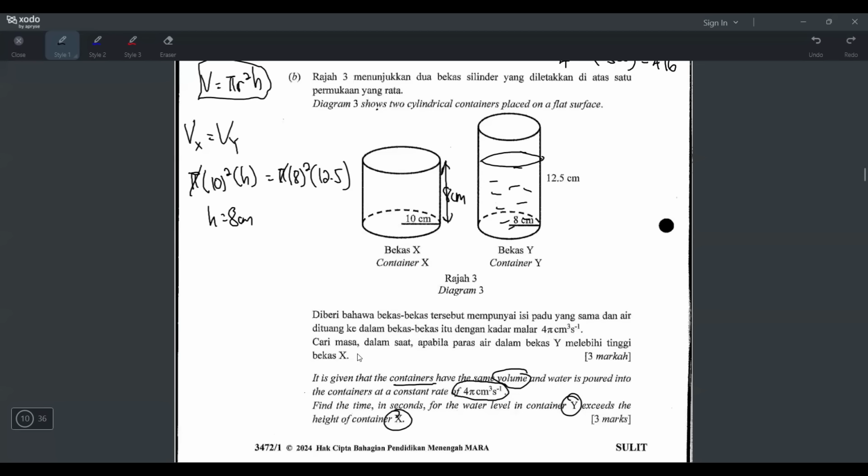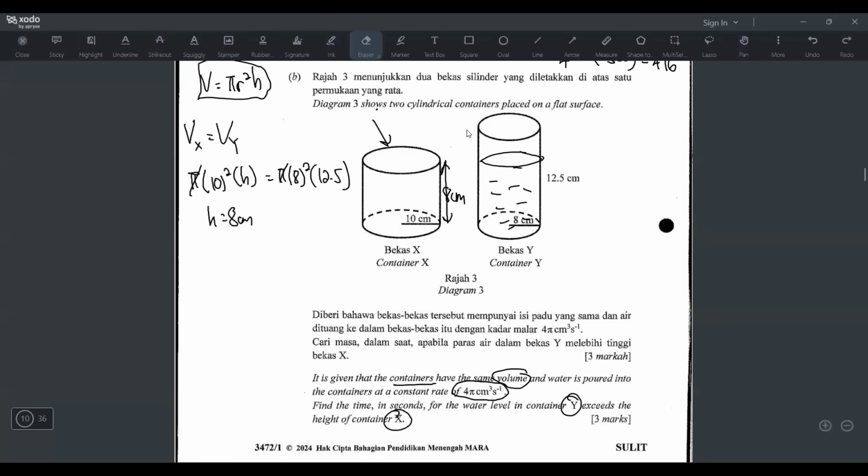They said every second the volume increases 4 pi. So when you pour water inside, lepas satu saat dia punya volume dah 4 pi. So every second lah. And then they say find the time in seconds for the water level in container Y exceeds the height of container X. Okay, I think I have to find the volume when they have the same water level.